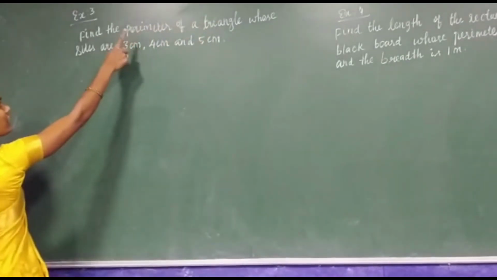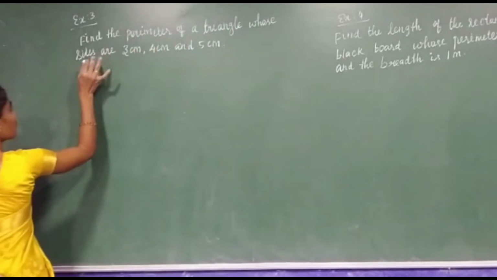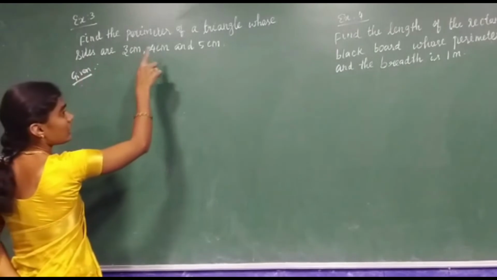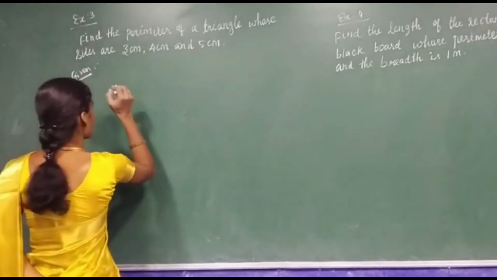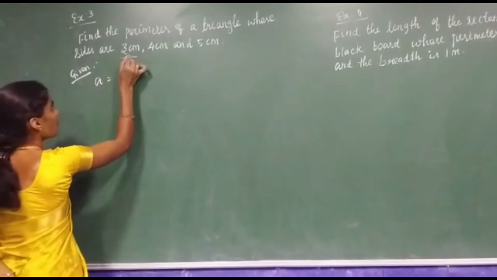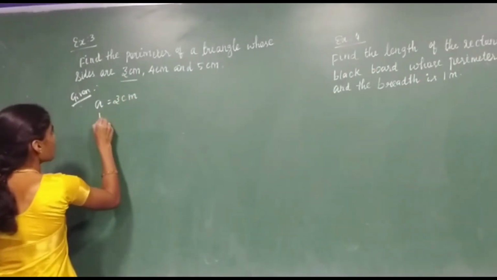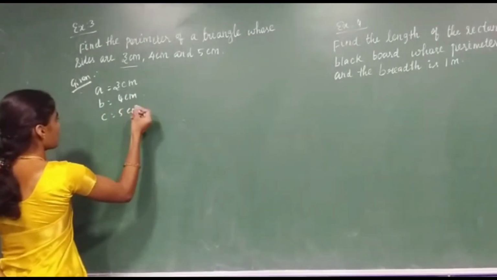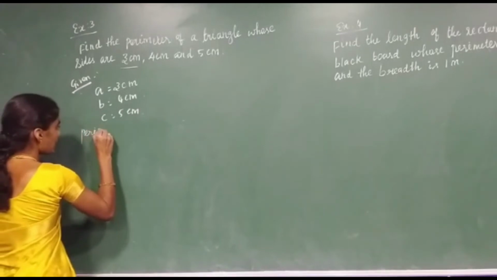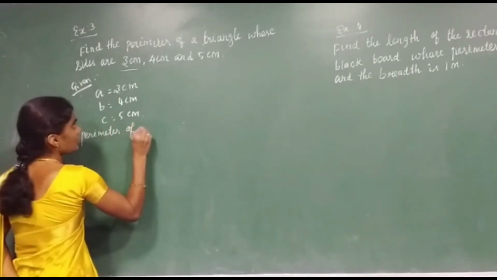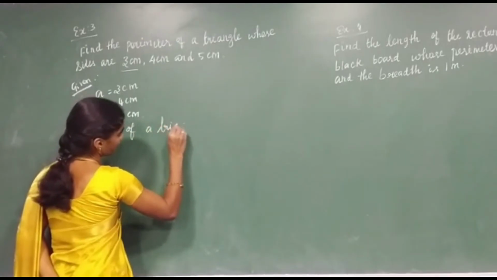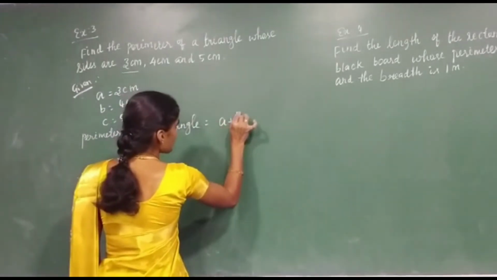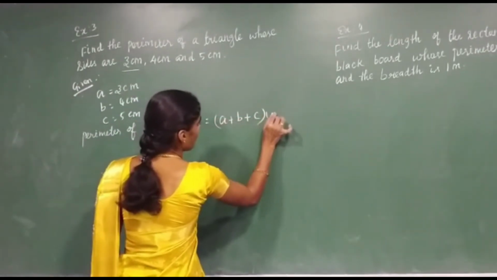What do we calculate here? Yes, the perimeter of the triangle. What have they given? The sides, we represent as A, B, C in a triangle. So A equal to how much? 3 centimeter. B equal to how much? 4 centimeter. And C equal to 5 centimeter. We want to calculate the perimeter of the triangle. What is the formula for perimeter of a triangle? Yes, A plus B plus C units.